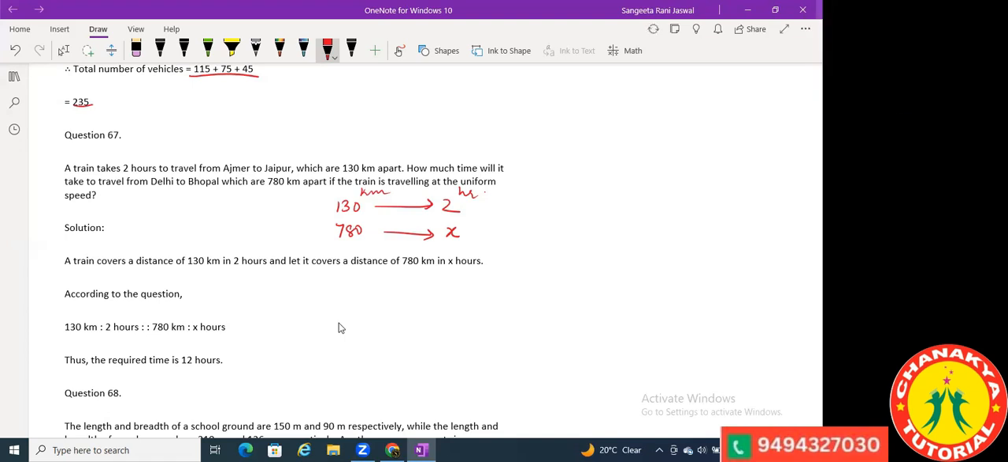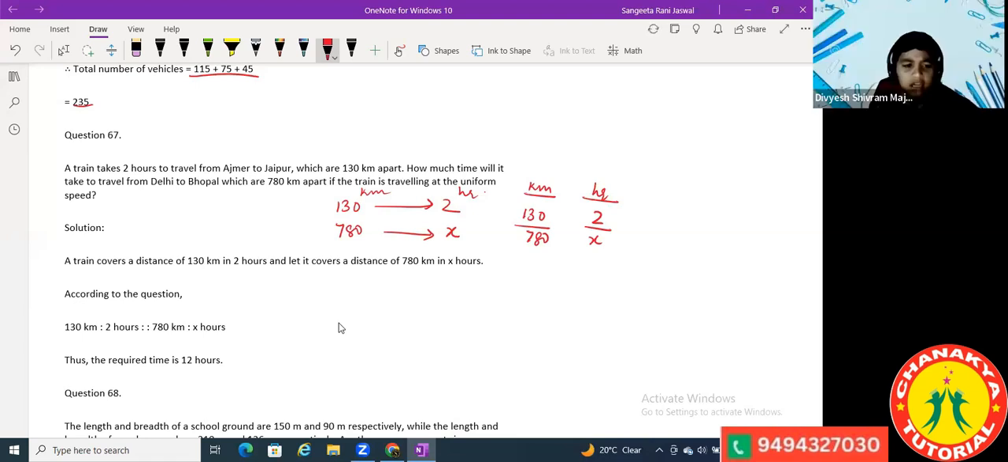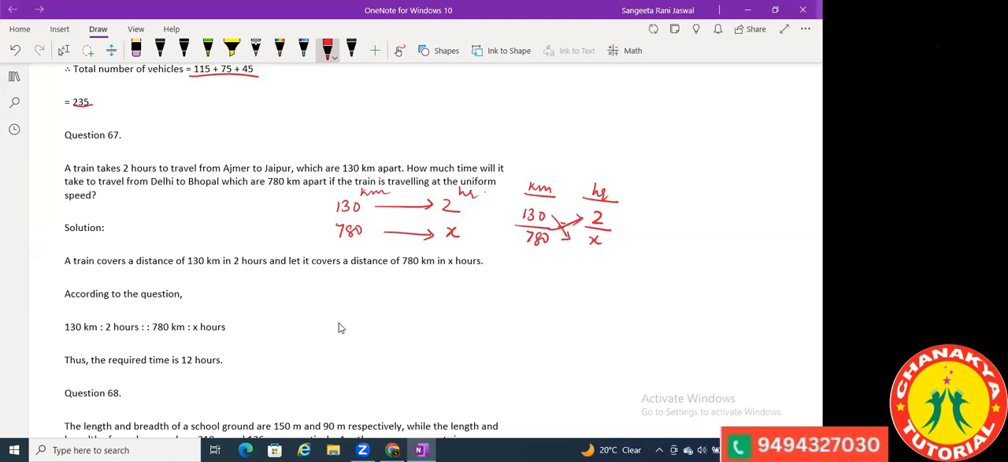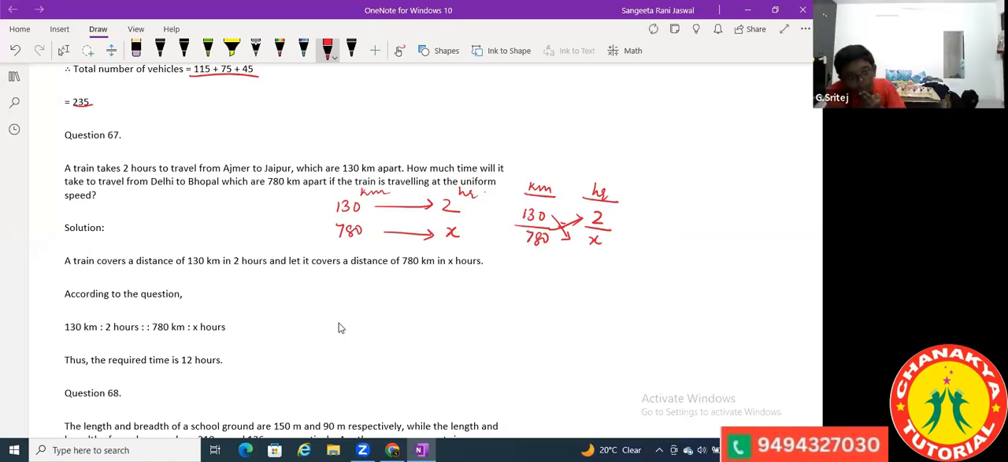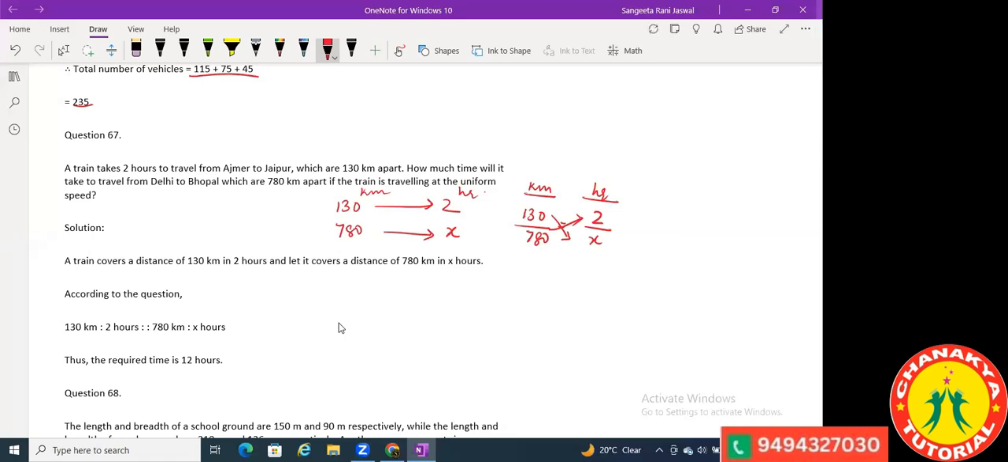Now one side I am taking the ratio of their distance, 130 by 780, and on the other side, I am taking the ratio of the time, that is 2 hours by x hours, since both the units are same. Now I got the answer as 12 hours. Okay, great. Ma'am, is it okay if we do it in the unitary method also? Yes, you're fine. Okay, ma'am.